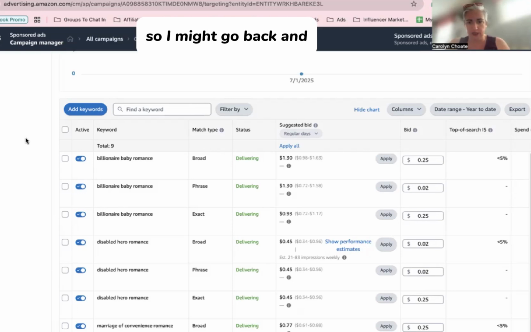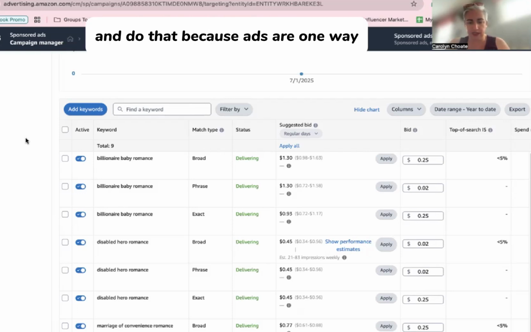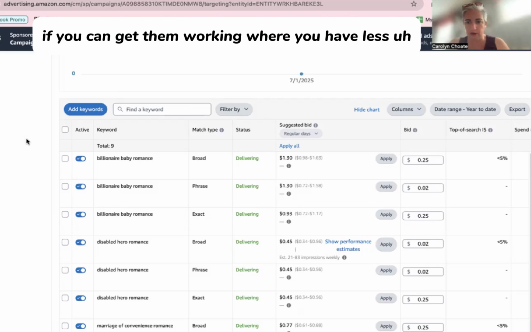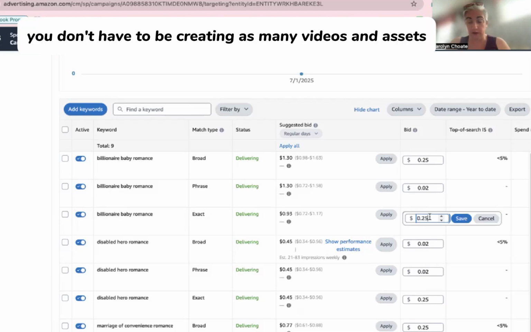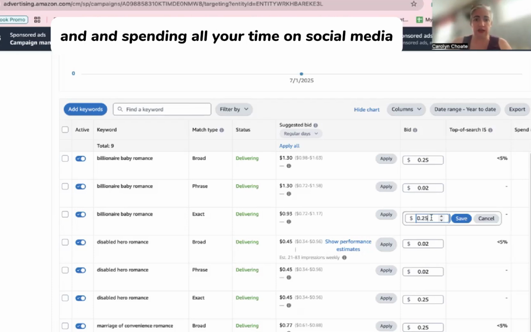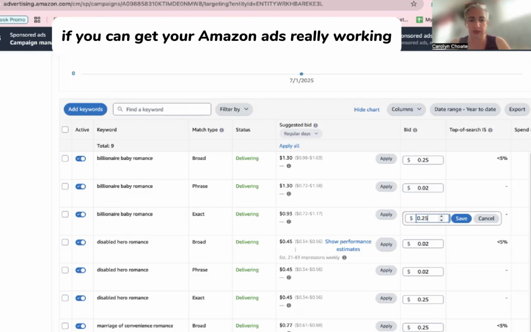So I might go back and do that because ads are one way, if you can get them working, where you have less oversight that you have to be doing. You don't have to be creating as many videos and assets and spending all your time on social media if you can get your Amazon ads really working.